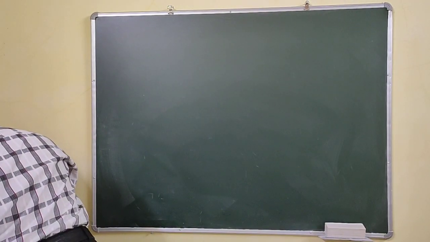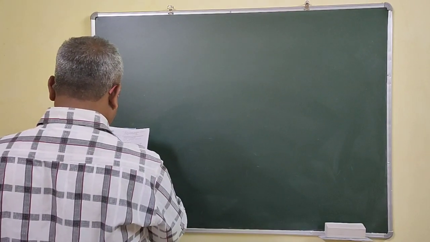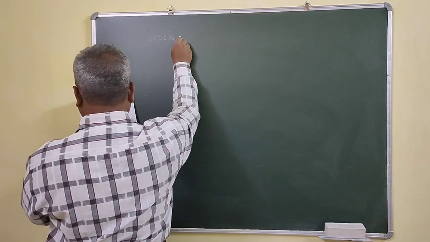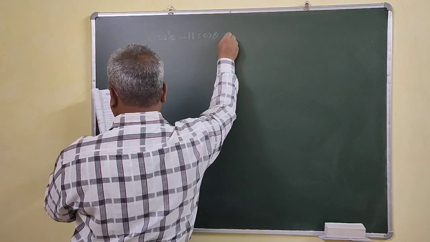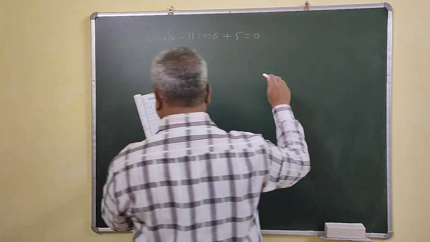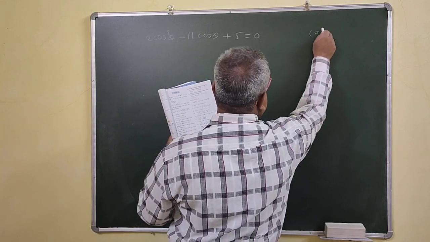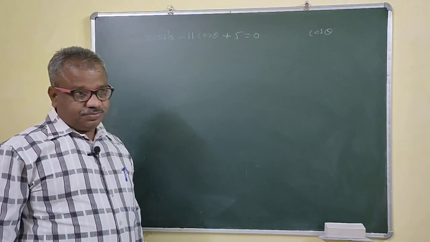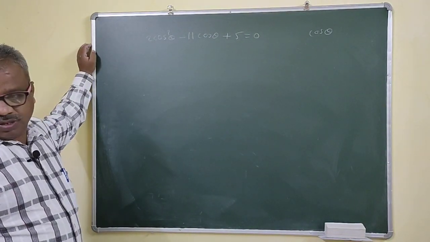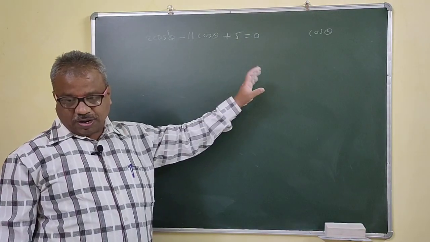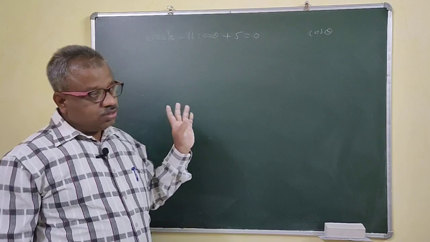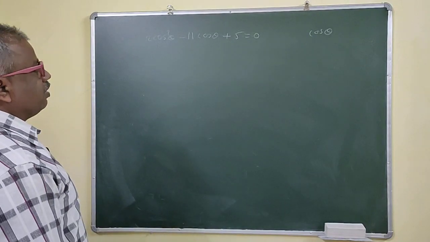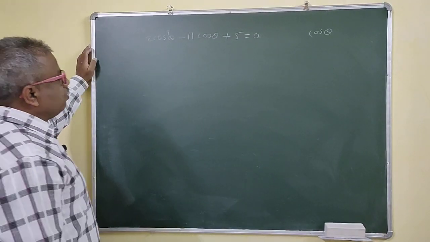Okay. So what we'll do? Okay, so if 2 cos square theta minus 11 cos theta plus 5 is equal to 0, then find possible values of cos theta. Possible values means we have to find the permissible values actually, right? If you get cos theta equal to some 5 by 2, that is not a possible value actually. So here they use the word possible, that means it is a permissible value.